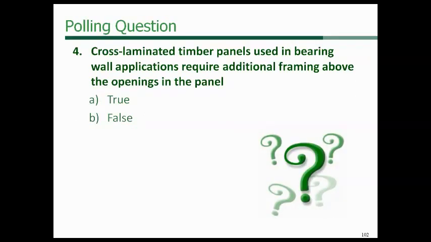So with that, we have one more poll. Actually, I think we have 2 more, but, oh, well, one more for me, anyway. One more for you. So, okay, let's go. Cross-laminated timber panels used in bearing wall applications require additional framing above the openings in the panel. Is that true or false? And just ignore that I missed a period there.